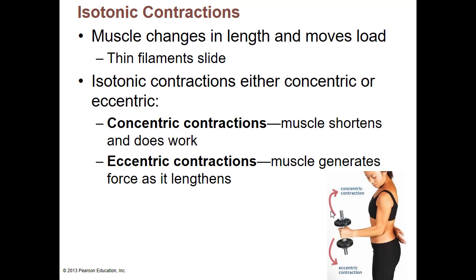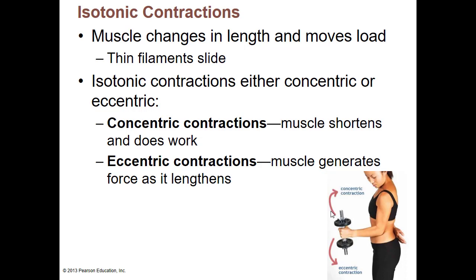Now, we can generate tension. And so I'm going to go back to my isotonic contractions. The tension is going to be the same, but the length can change. So in an isotonic contraction, the muscle changes in length so that we can move something. That's the purpose. The muscle changes in length so you can move something. My little lady, she's moving her little dumbbell.